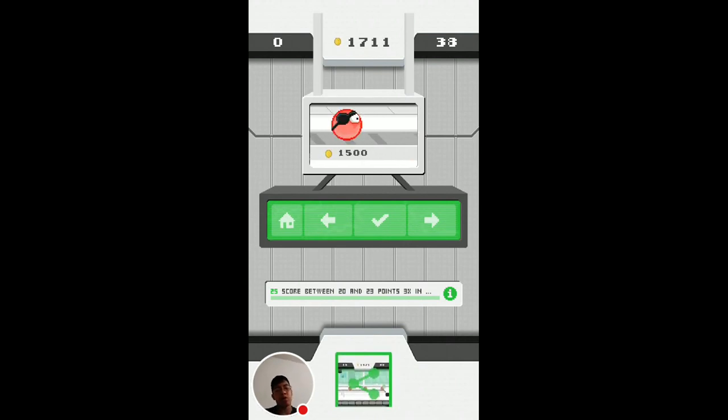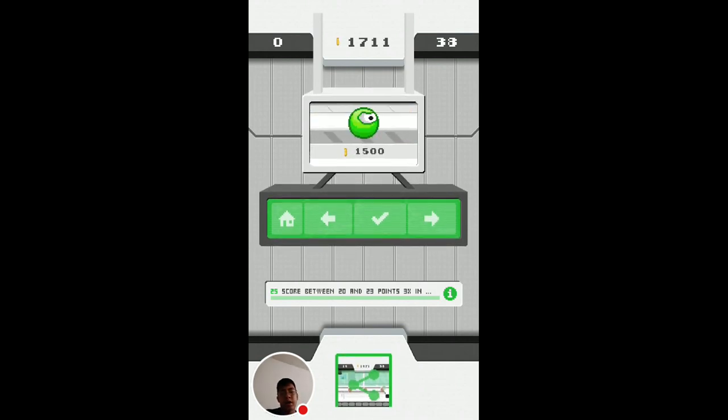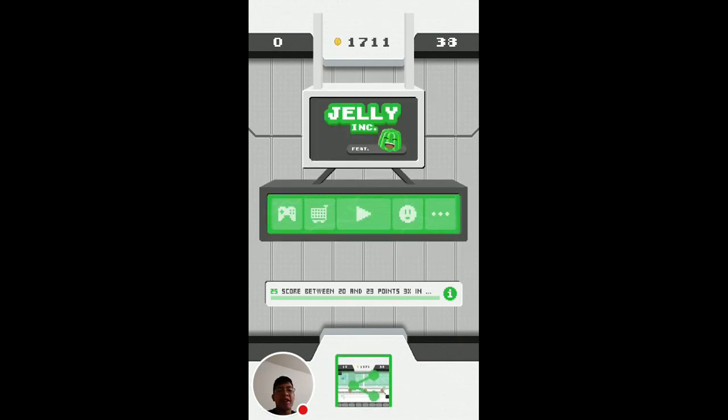And comment down below, which one should I get? Should I get the pirate one? Should I get the ninja warrior? Or should I get the one-eyed monster, I guess? Yeah, I suppose. I don't know the names, okay?